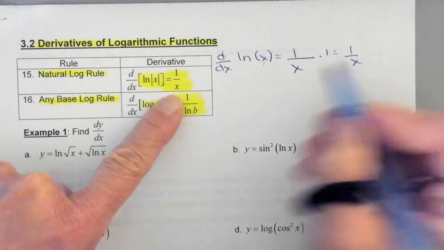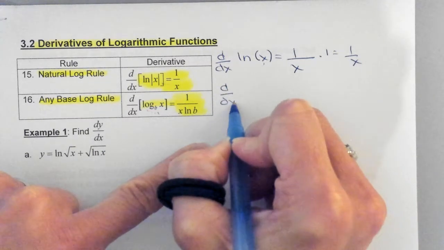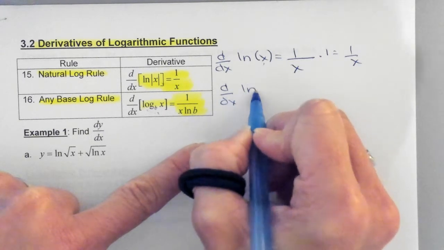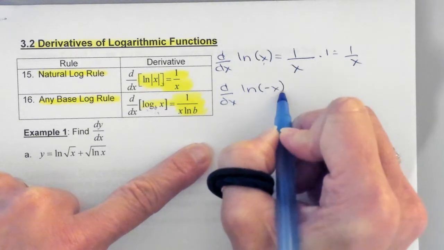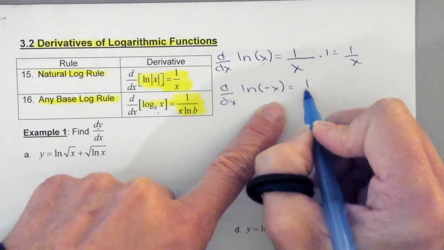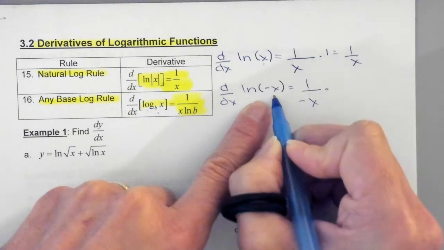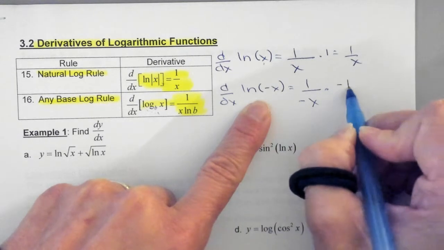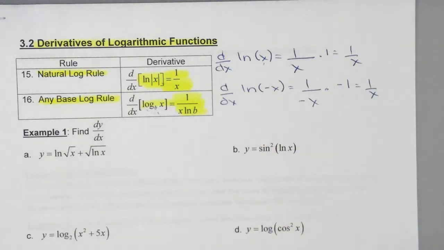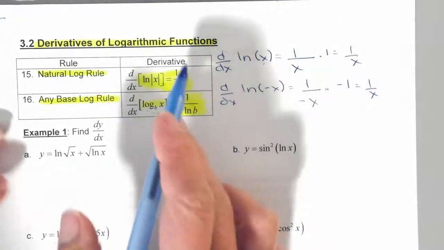Okay, that's a chain rule. If I took the derivative of the natural log of negative x, okay, this is 1 over negative x times, what's the derivative of negative x? It is negative 1, so you end up with 1 over x. So do you see why that absolute value is there? So if you had, I don't know, the natural log of negative 2x, taking the derivative of the natural log of 2x is the same. Everybody good? Okay, so these are really important, these two.